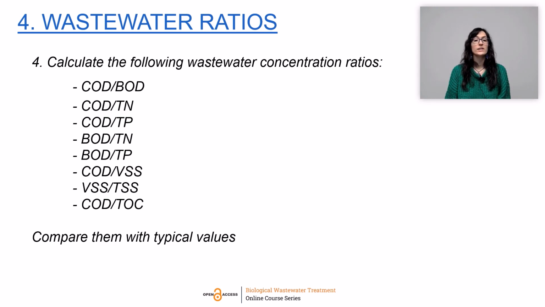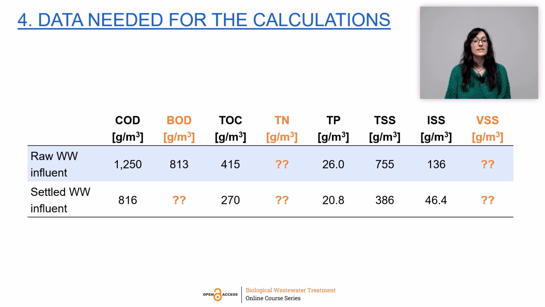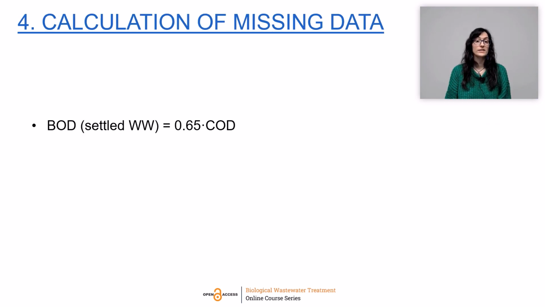We have to calculate different wastewater concentration ratios and compare them with the typical values. We can see in this table all the parameters that we need to calculate all the ratios. And as we can observe, we have the value already for many of them, but a few are missing, and we have to calculate them first before calculating the ratios. So let's start by calculating the BOD concentration. We know that the BOD is assumed to be 0.65 times the COD concentration. And this way, we can calculate the BOD content of the settled wastewater.